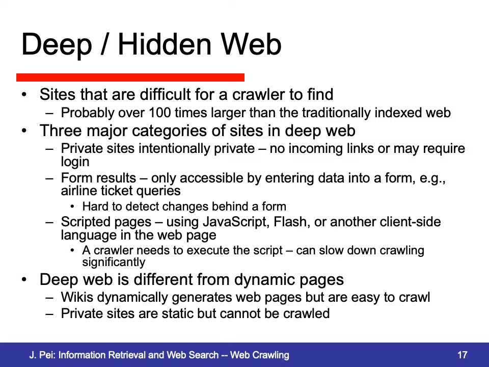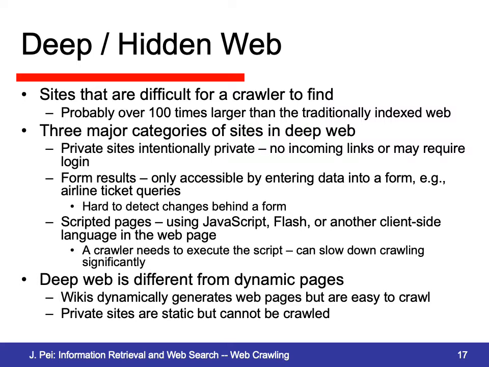The third category of deep web is the script pages. A web server can use JavaScript, Flash, or another client-side language in the web pages. Those web pages can even be retrieved, but the challenge is that the search engine has to run those scripts, for example, using a sandbox in order to observe the results. A crawler needs to execute the script. The execution itself takes time, which can slow down the crawling significantly.